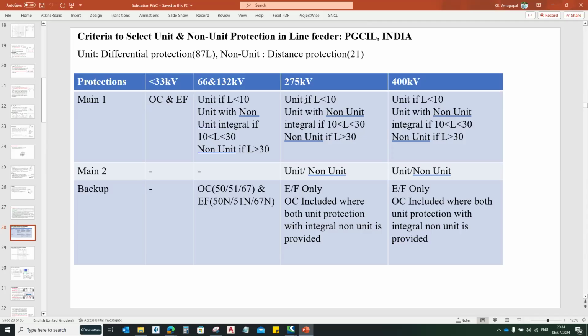Now here also it is the same as 66 kV and 130 kV. If the length of the transmission line is less than 10 kilometers, you go with unit protections, both unit protections. And if the transmission line is between 10 to 30 kilometers, one will be the unit protection and the second will be the non-unit protection. Then if the transmission line exceeds 30 kilometers, we can go with main one protection as non-unit protection and main two protection as non-unit protection with integral backup earth fault, because here overcurrent protection is not required. The same is also applicable for 400 kV.